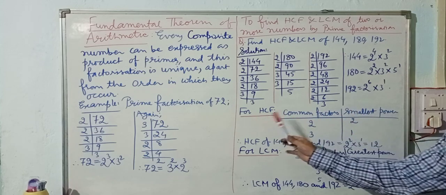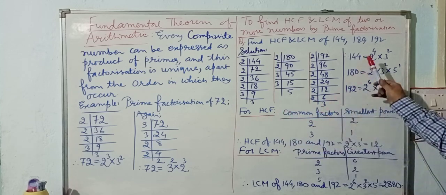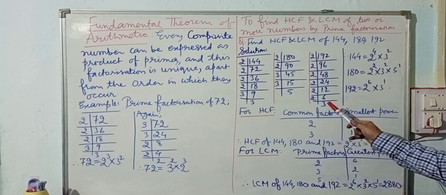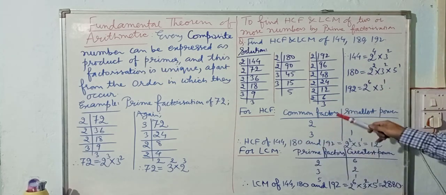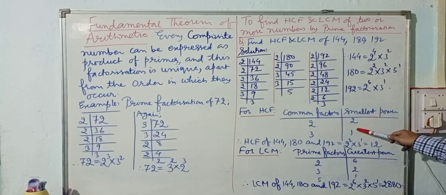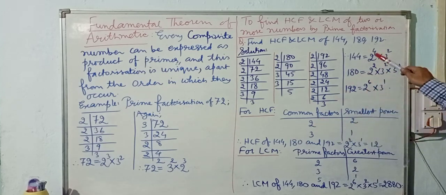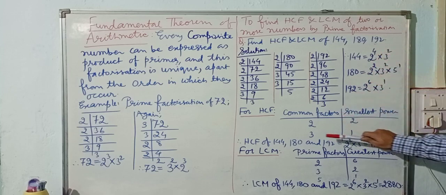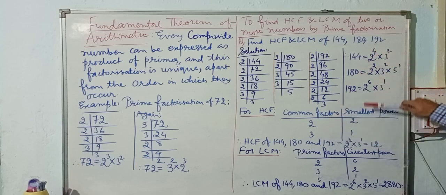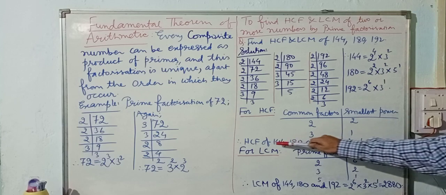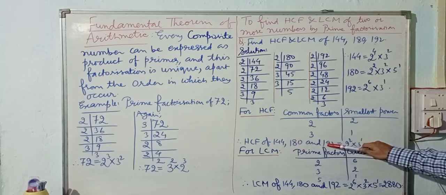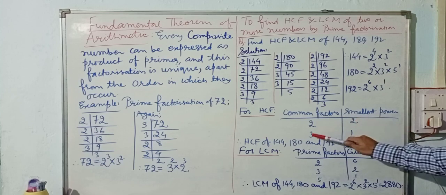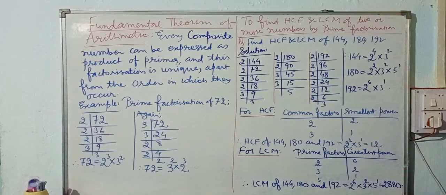Now, to find the HCF, what we are supposed to do is find the common factors of these three numbers, or the numbers that will be given to you, with smallest powers. Here we find that 2 and 3 are common factors of 144, 180 and 192, and the smallest power of 2 that is common to all these three is 2 to the power 2, and the smallest power of 3 is 1. So the HCF of 144, 180 and 192 will be equal to 2 to the power 2 into 3 to the power 1. That comes out to be 12.